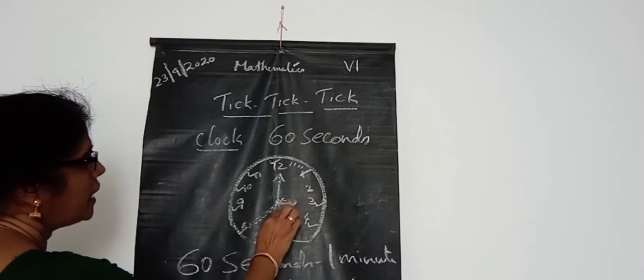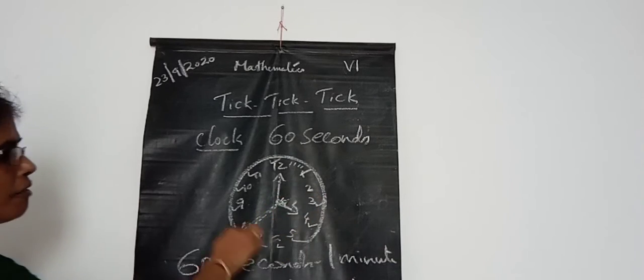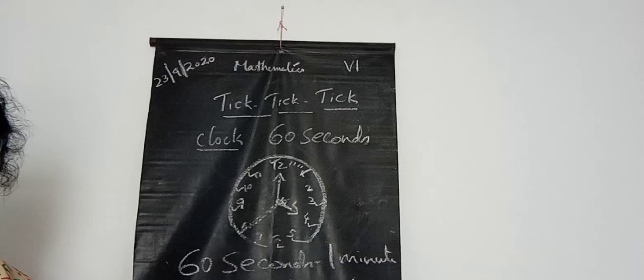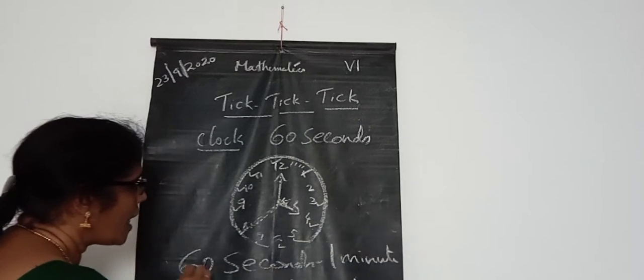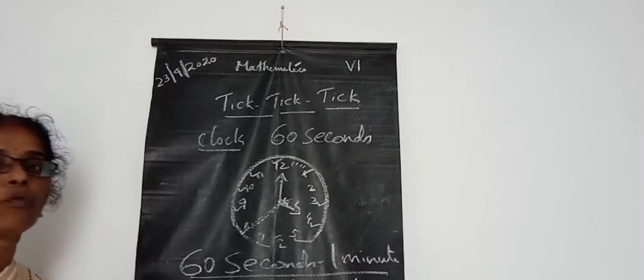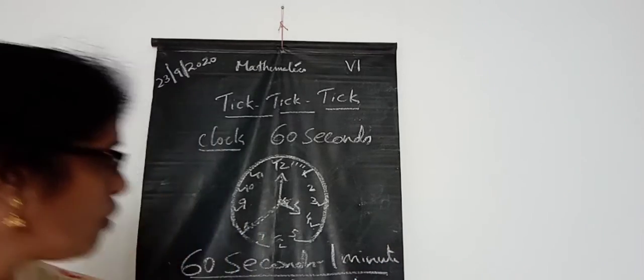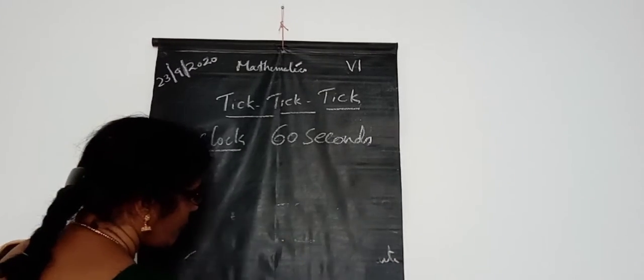So this 3 o'clock becomes 4 o'clock. After 60 minutes, this 3 o'clock becomes 4 o'clock. That means 60 minutes is 1 hour and 60 seconds is 1 minute. Okay? 60 minutes is 1 hour and 60 seconds is 1 minute.